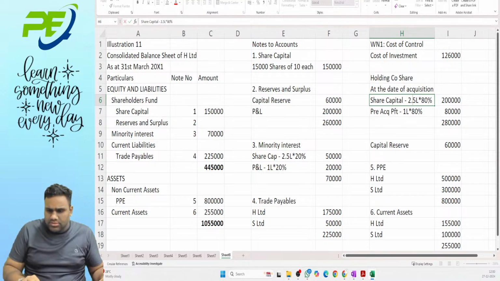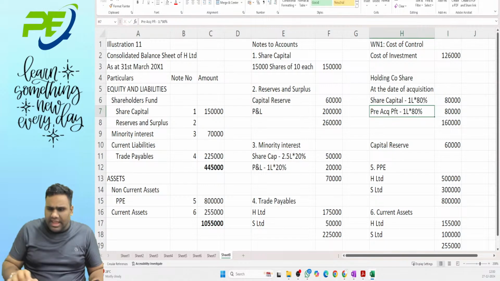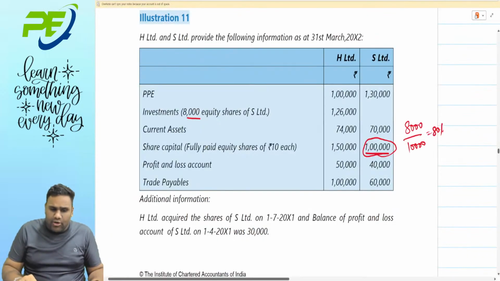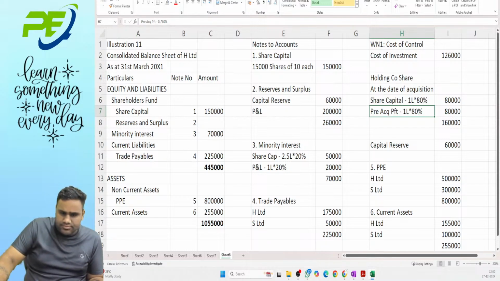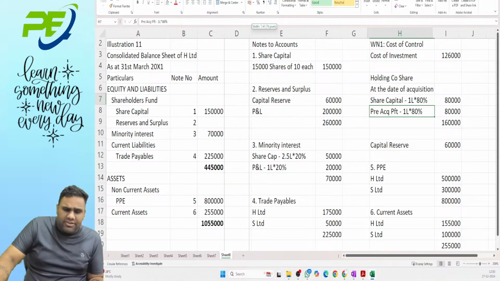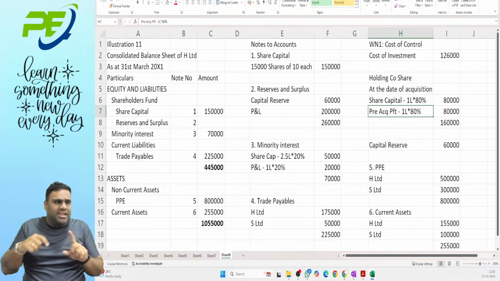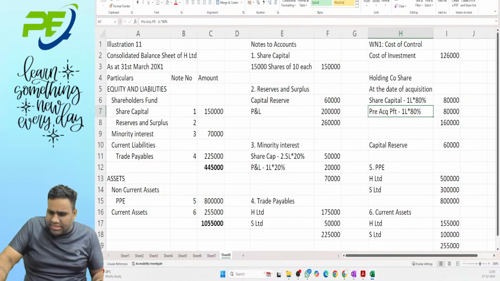So 1 lakh into 80%, 80,000, 80,000. Now, where profit split up, now it is mandatory. Now it is mandatory. So everyone, you are comfortable with that chart which I made? We will use the same chart then.